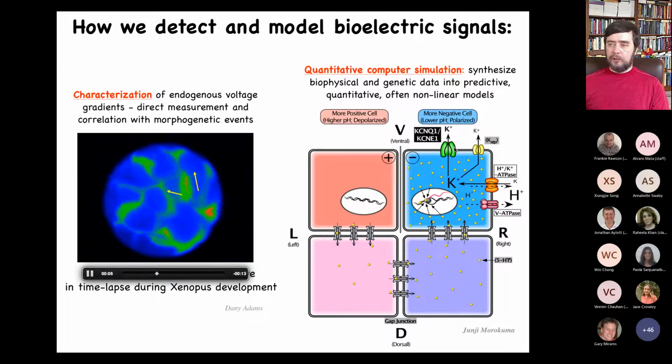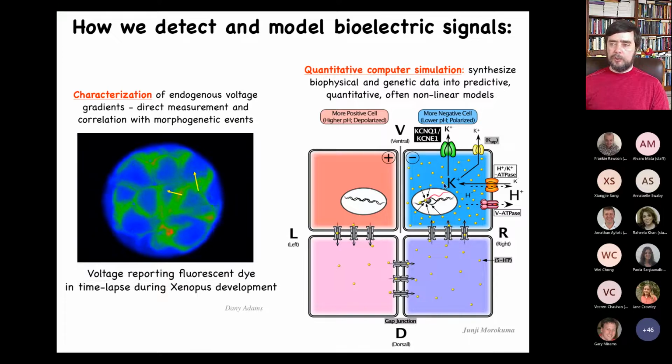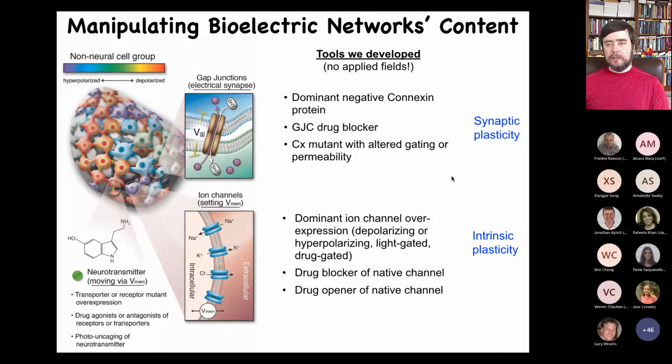We have computational tools for understanding how it is that voltages arise from the different ion channels that are expressed. And the most important thing is now we have techniques for manipulating these electrical states in vivo. So we do not use any applied fields. There are no electrodes, there are no frequencies, there are no magnets, no electromagnetic radiation, nothing like that. This is all molecular physiology targeting just two things: the native machinery that cells use to communicate electrically.